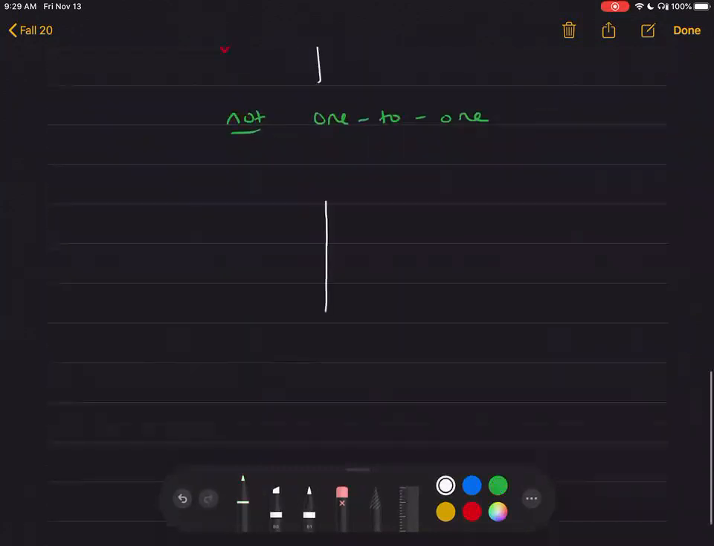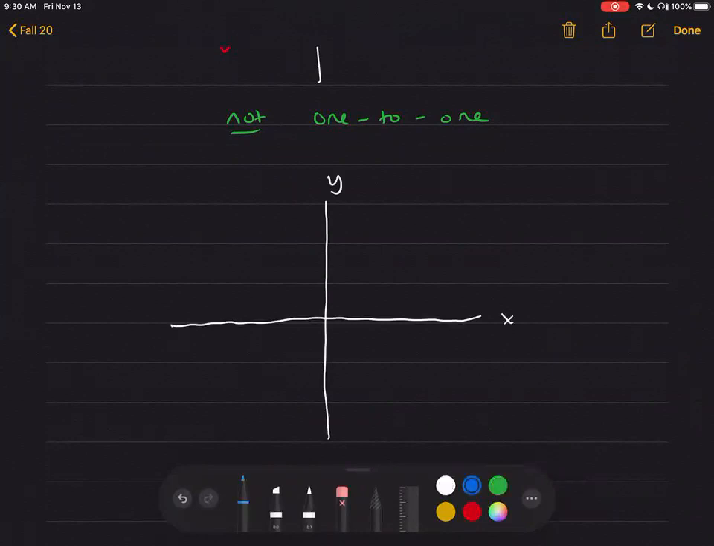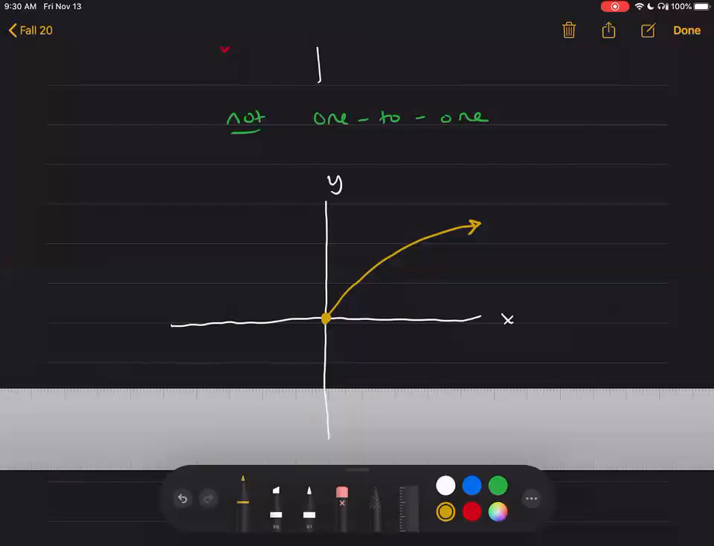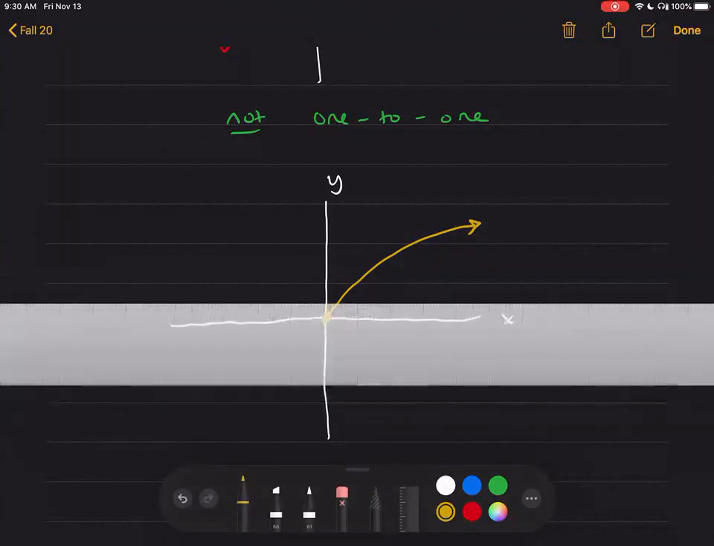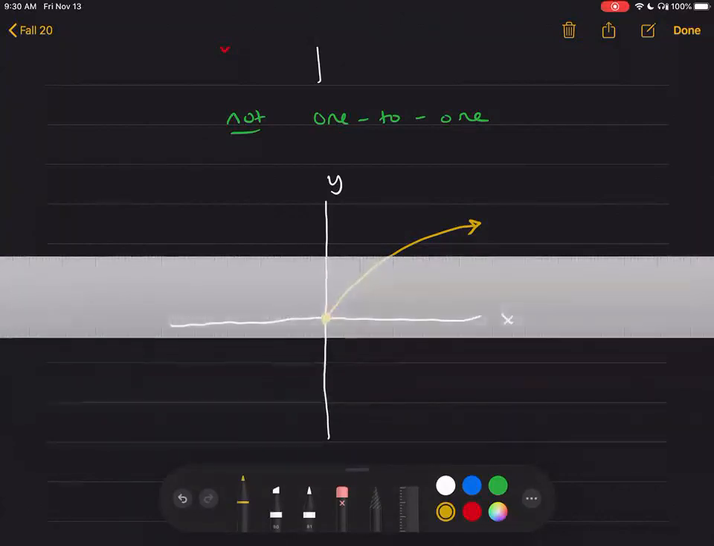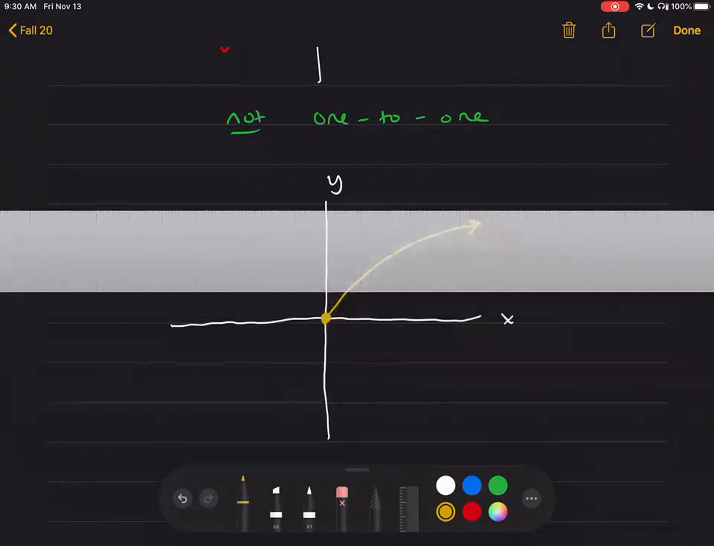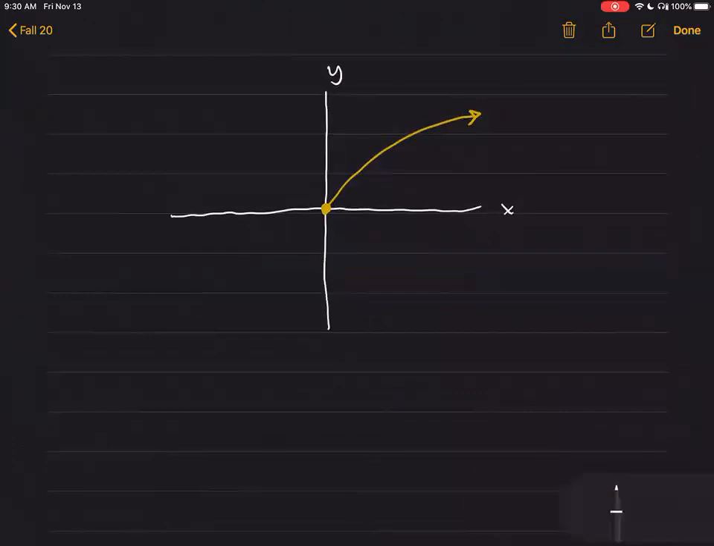Okay. Let's see another example. Let's get our axes, and maybe let's do the square root function. That looks like this. Now, if we take a horizontal line and start at the bottom and go up, we see we're good, we're only crossing one point, and it's going to stay that way. We never get to a point where we can draw a horizontal line and cross the graph more than once. So this one is indeed one-to-one.